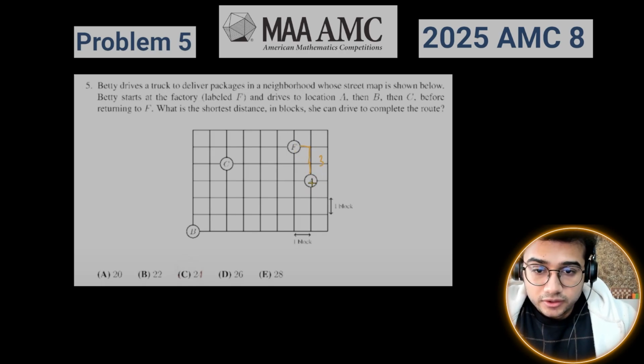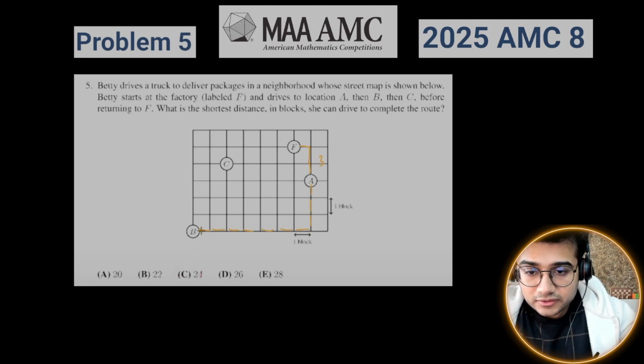Okay, then A to B is going to be 1, 2, 3, 4, 5, 6, 7, 8, 9, 10. Okay, then B to C is 1, 2, 3, 4, 5, 6. Then C to F is 1, 2, 3, 4, 5.